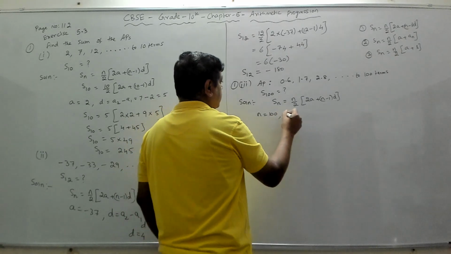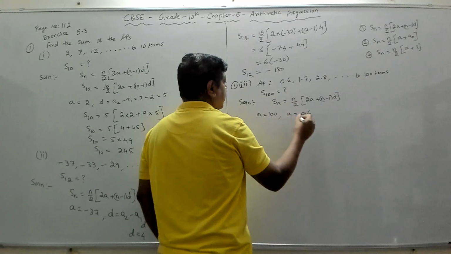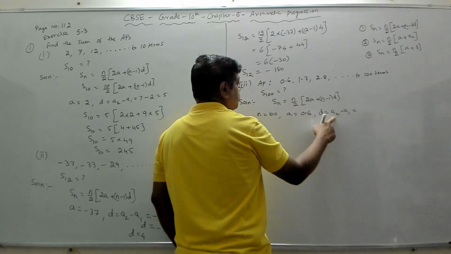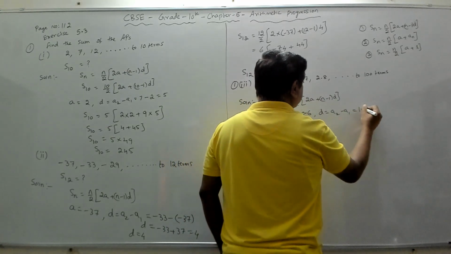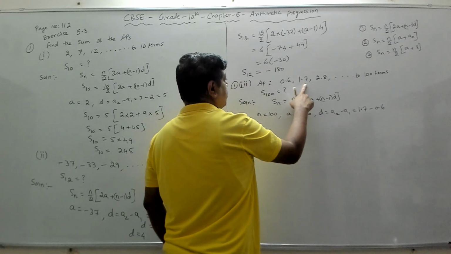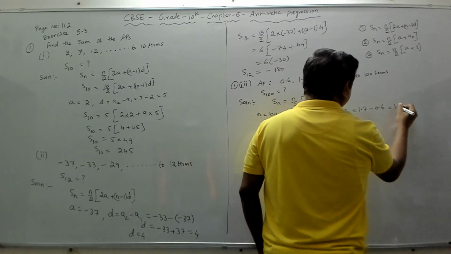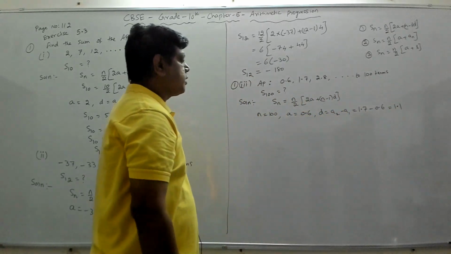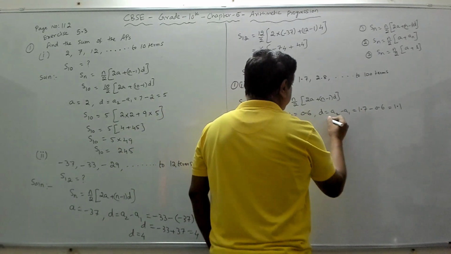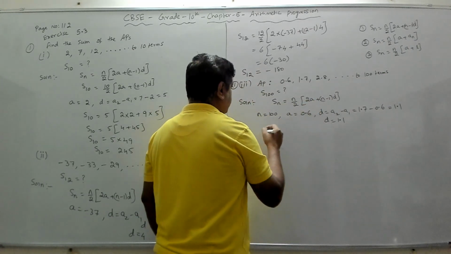N is 100, and a is the first term, which is 0.6. This is your a, and your d is a2 minus a1. And what is a2? a2 is 1.7, minus a1, which is 0.6. So 1.7 minus 0.6 is 1.1. So that is your common difference. Now let's substitute n, a and d. d is 1.1.